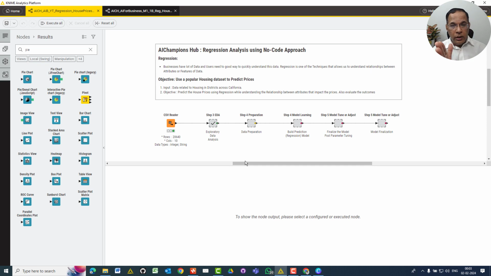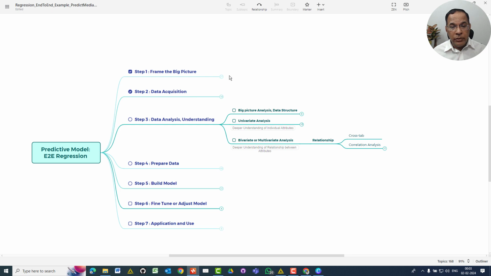All right, so we will stop the video here. This is the second part of the video where we have gone through the exploratory data analysis. Now let me pull the mind map again. So we have come to step 1, step 2, data acquisition, which is where we looked at the CSV file, and now we are looking at data analysis, and we have got a good sense of how the data is distributed. Most of them are skewed, most of them are falling in a particular range, and so on.